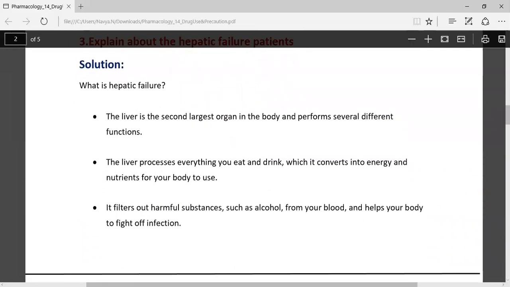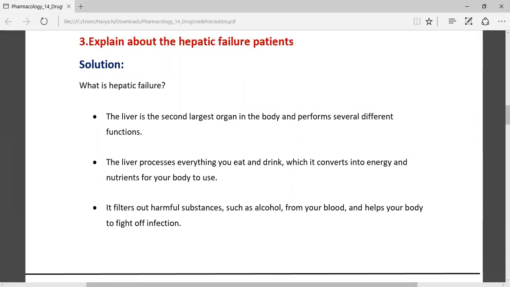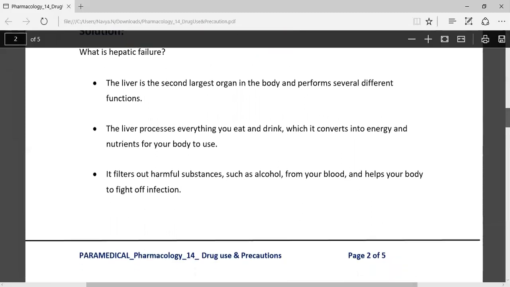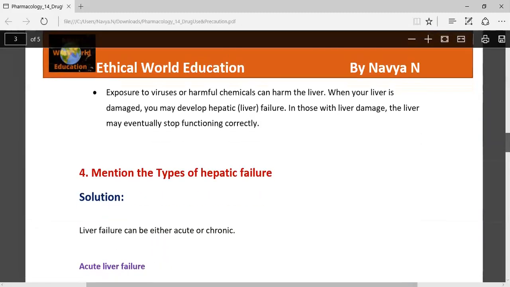The liver is the second largest organ of the body, and it takes care of many functions of the body. Whatever the patient eats or drinks, it converts into energy and nutrients for the body to use. It also filters out harmful substances such as alcohol from the blood and helps the body fight off infection. That is how the liver functions.